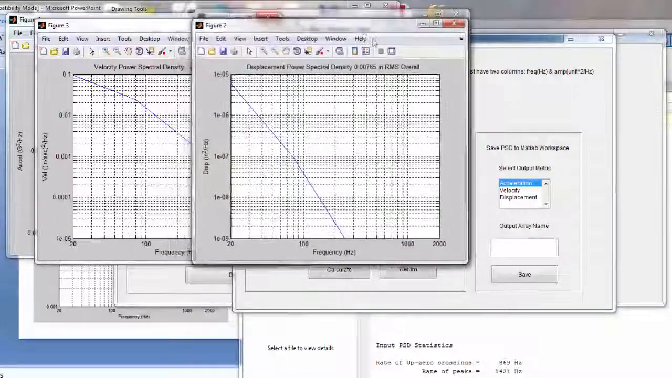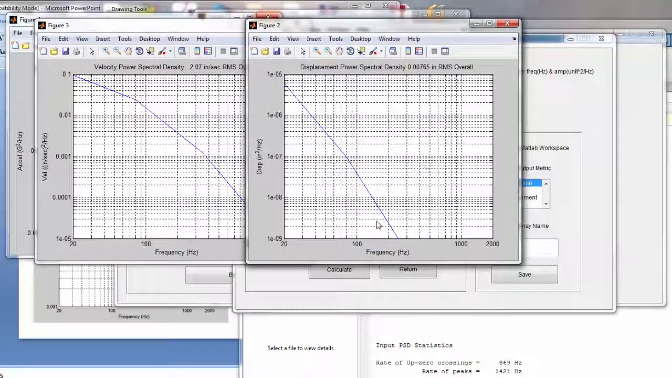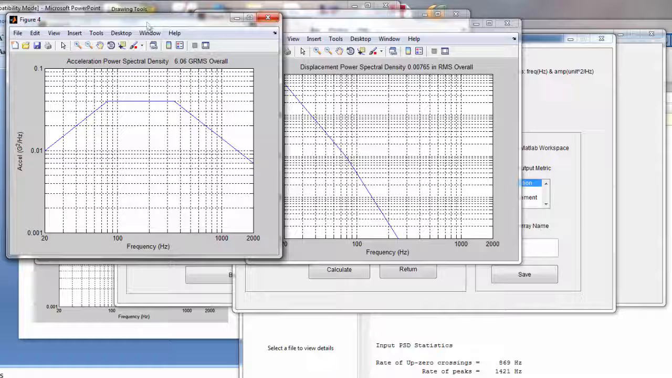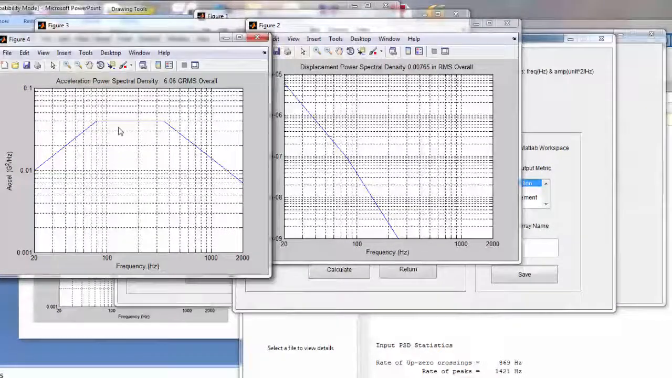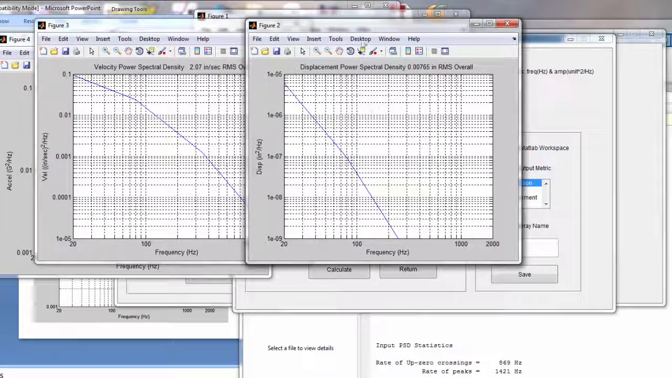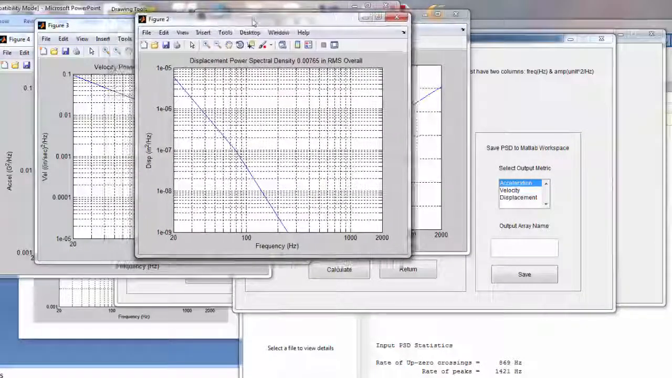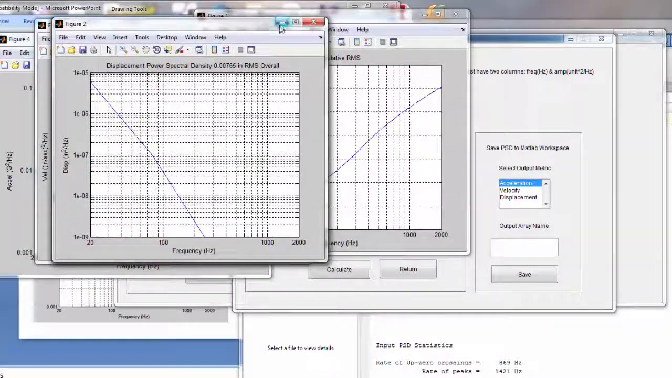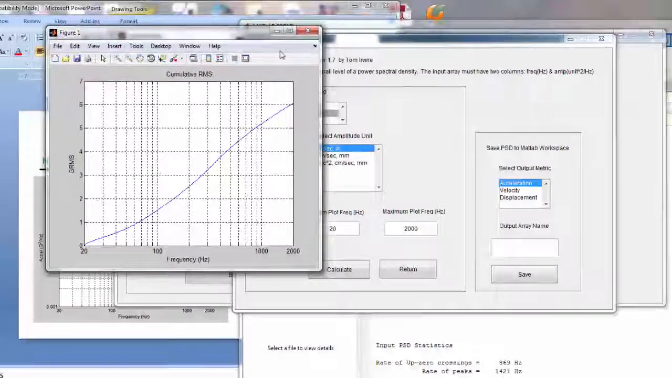And why would we ever want to do this? Well, there's a couple different reasons. This is a spec, but let's say we had maybe a measured acceleration PSD, and we need to convert it to velocity or displacement. We could use these tools. There's also the cumulative RMS, which we're going to ignore for right now.